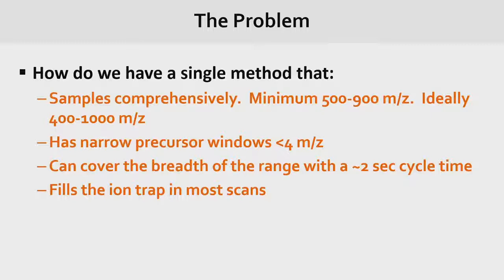So we want to have our precursor windows of less than 4 mass to charge. So basically, a 14, a doubly charged thing would be 7. A triply charged would be 4 and a bit, right? So it can cover the breadth of this range within about a 2-second cycle time and fills an ion trap. In our case, we're thinking about Orbitraps or actually even linear ion traps. I won't get into that today, though. So this is what got us thinking about this about a decade ago.